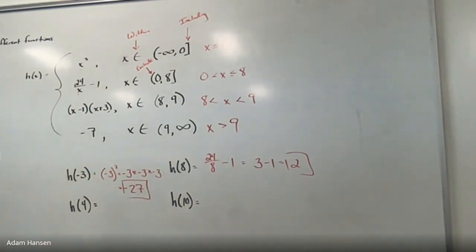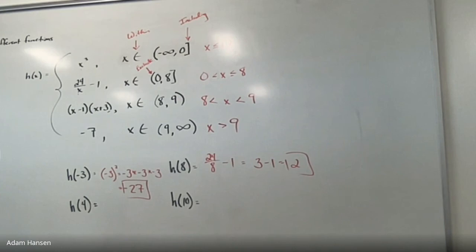Try those next two, 4 and 10. Substitute 4 into your function, substitute 10 into your function. Let's see what you got. What does that mean? It just says -7 for the last one. That means you're only going to get -7. For any number between 9 and infinity, it's always going to be equal to -7. Where do you see that?